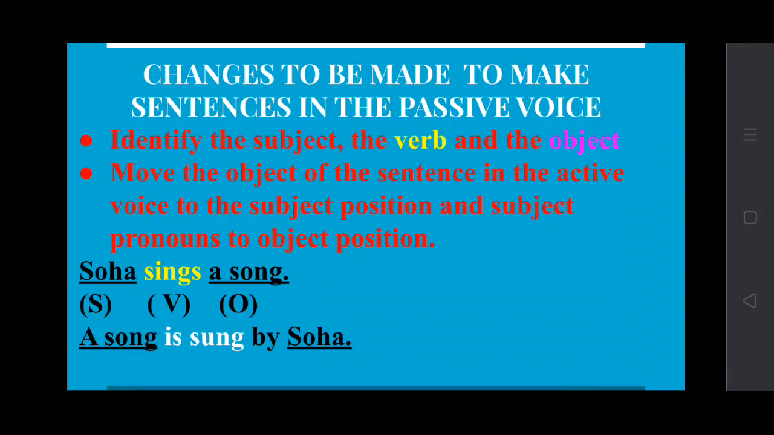And what is the object here? A song. So a song will be placed in the beginning, and we change the verb to the passive form. We will use the passive form of the verb, that is the auxiliary verb is, because it is in the present tense. So when there is simple present tense, we use is, am, are plus the third form of the verb, that is sung.